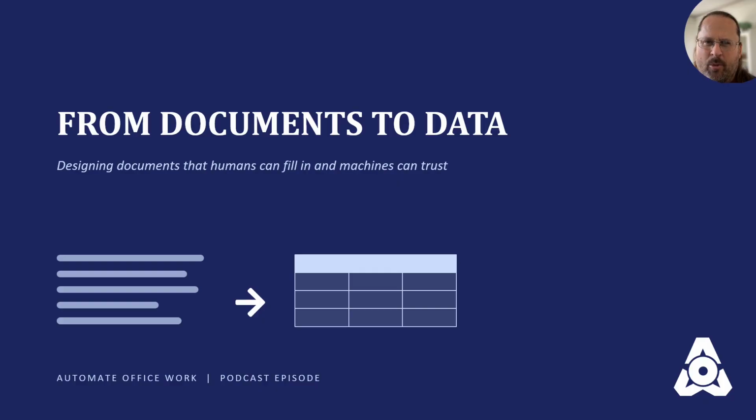Because here's the thing almost nobody says out loud. The fix happens before automation, not instead of it. You can throw the fanciest AI extraction tool in the world at a badly designed document, and you will still get guesses. Good guesses, maybe, but guesses. Today, we're talking about how to stop needing the guess in the first place.